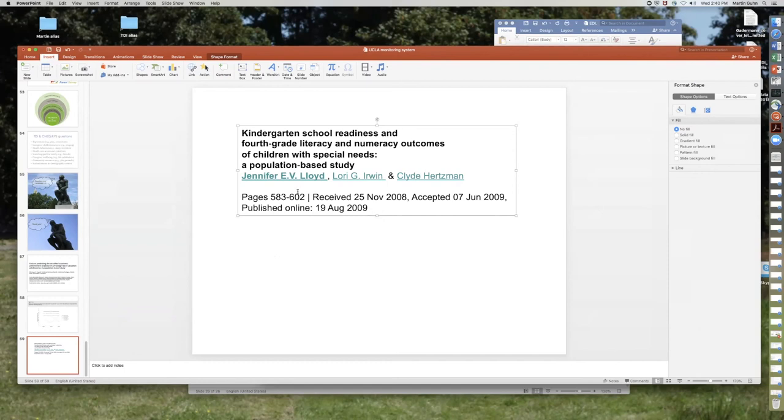So this is a study that was performed by Jennifer Lloyd with Laurie and Clyde back in the day, and they did look at children with special needs as a subpopulation and looked at the relationship for school readiness and their fourth grade literacy and numeracy.